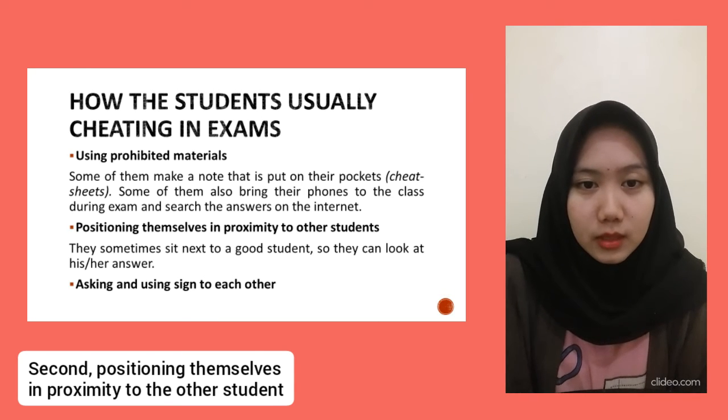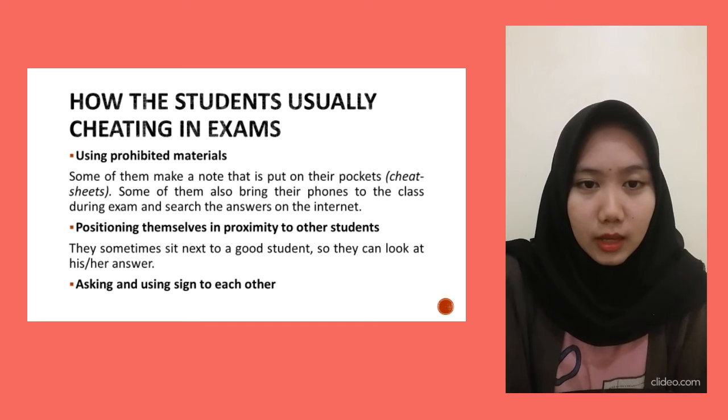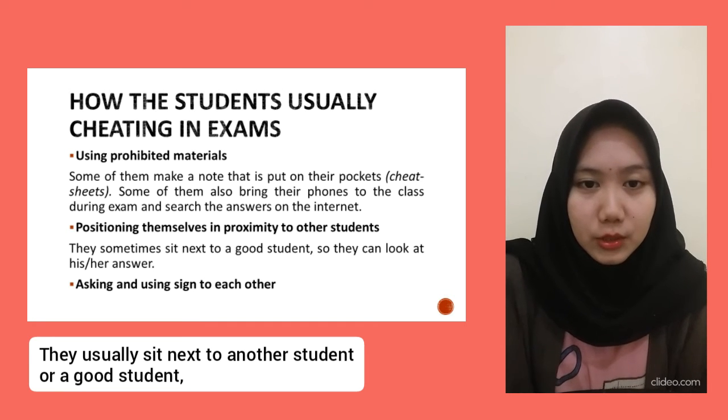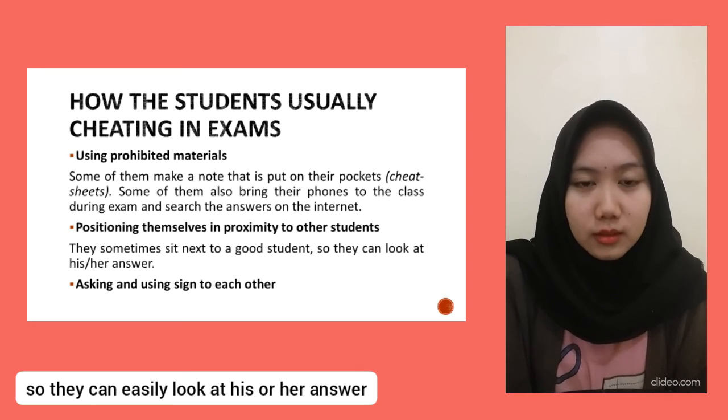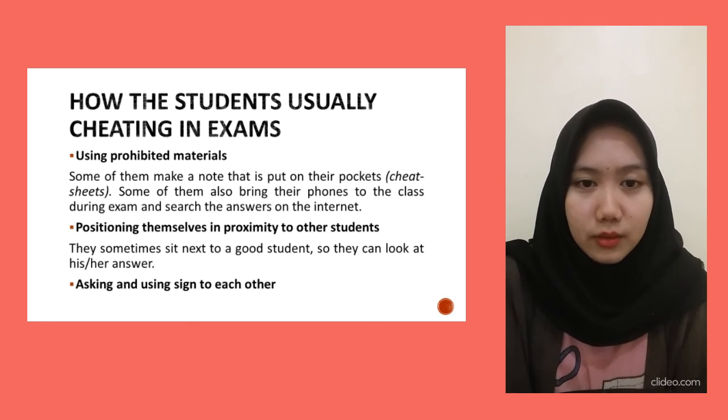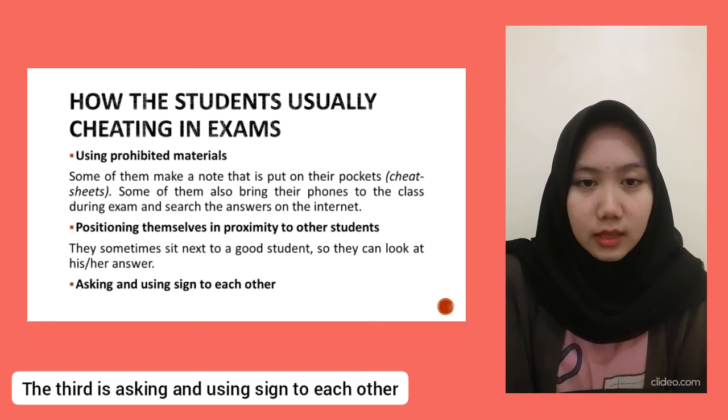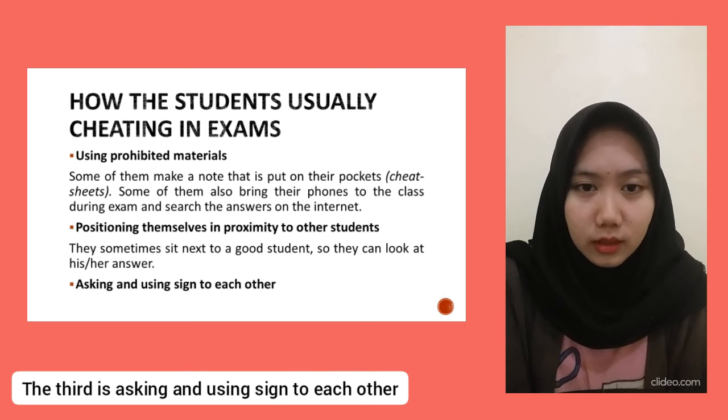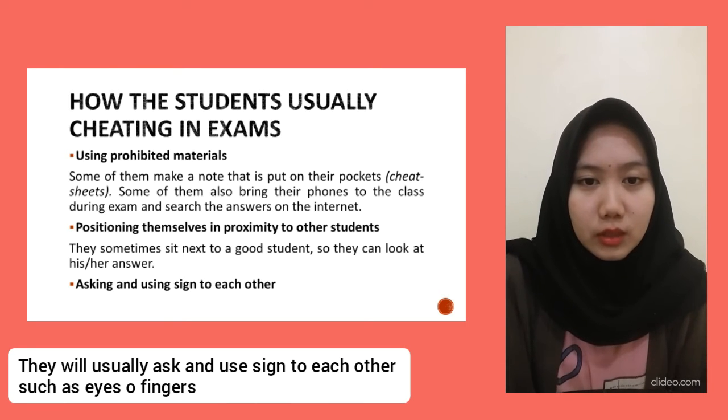Second, positioning themselves in proximity to other students. They usually sit next to another student, a good student, so they can easily look at his or her answer. The third is asking and using signs to each other, such as eyes or fingers.